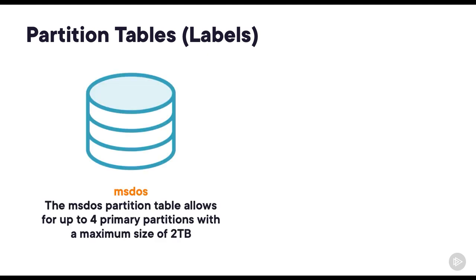The partition table type is known as a label. We have the traditional MS-DOS, yes, MS-DOS partition table. Believe me, that is correct. But this allows for 4 primary partitions with a maximum size of 2 terabytes each. And it's probably that 2 terabyte limit that is causing some real limitations today.